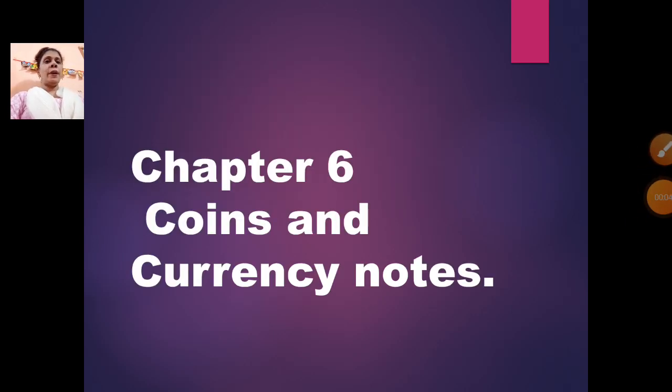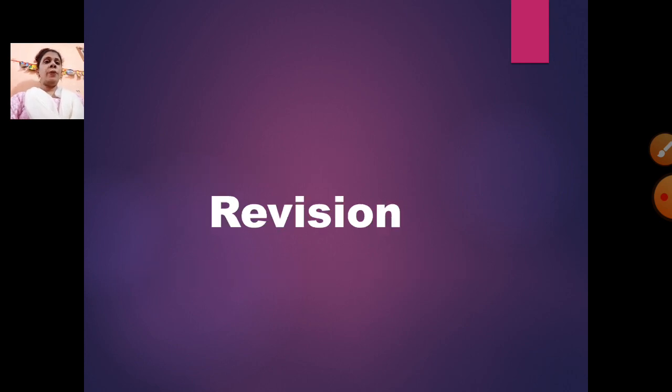Now children, today we will be doing chapter 6, coins and currency notes. In our previous session we finished chapter 5, multiplication. As you know, we are doing revisions of the lessons which we have finished earlier. We have done revision of all the lessons, correct? So we are doing this revision according to the exam point of view. That means our patterns are according to the exam point of view, correct?